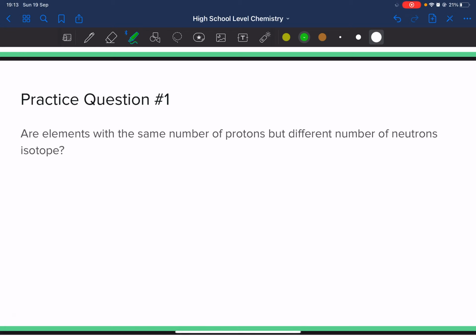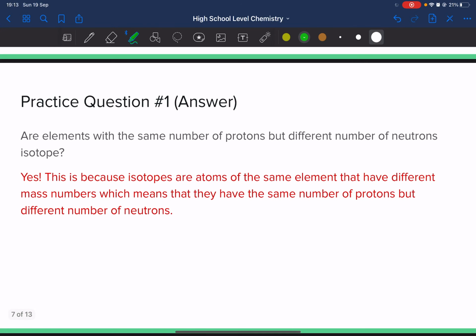This is practice question number 1. Are elements with the same number of protons but different number of neutrons isotopes of each other? So yes, this is because isotopes are atoms of the same element that have different mass numbers, which means that they have the same number of protons but different number of neutrons.